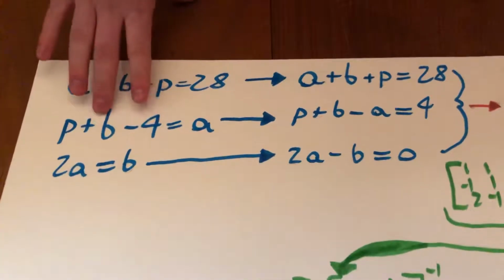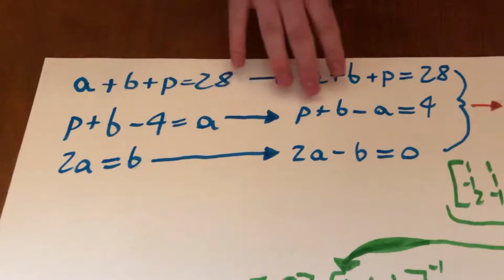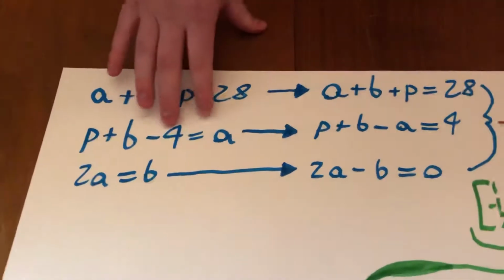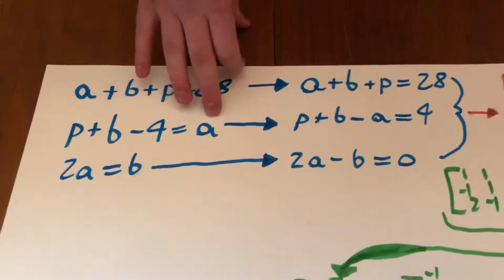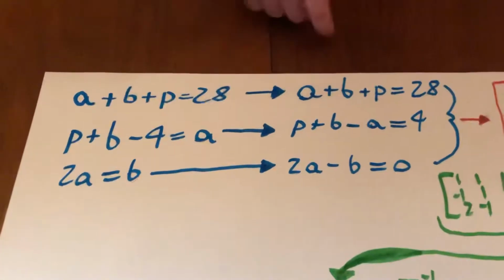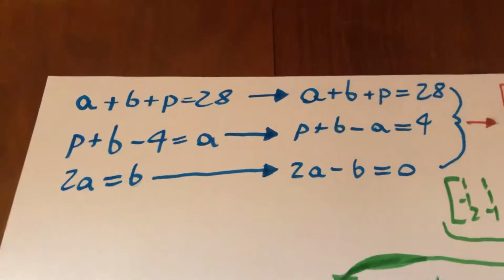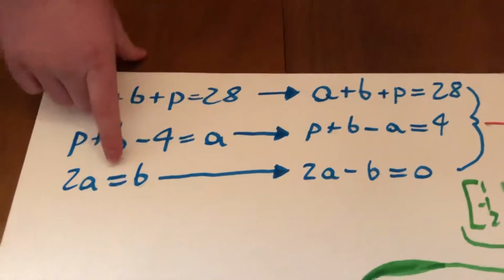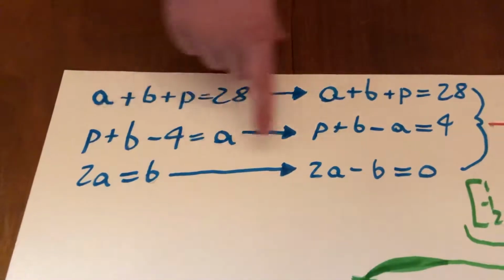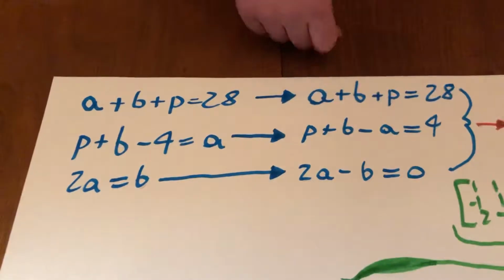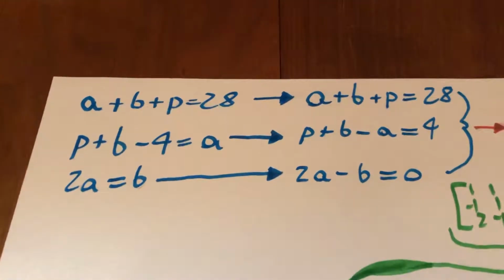In the process of making the second equation work, the number 4 must be added to both sides of the equation, and a must be subtracted from both sides, giving you pears plus bananas minus apples equals 4. Lastly, on the bottom one, b must be subtracted and made 2a minus b equals 0.